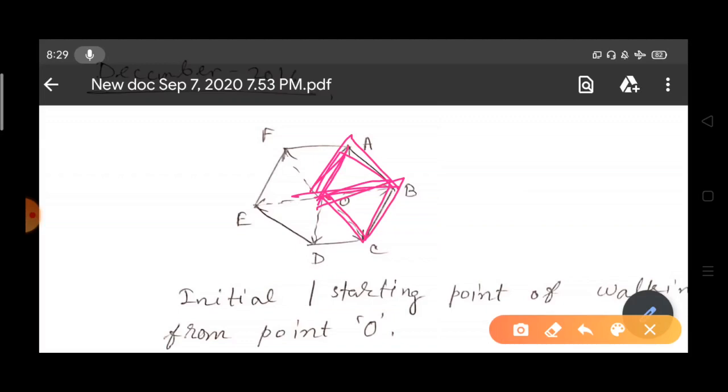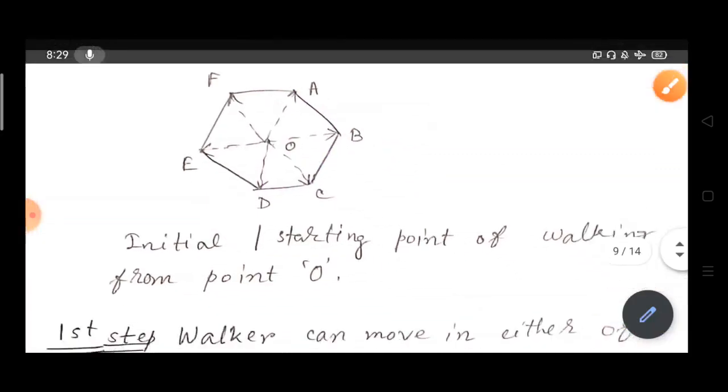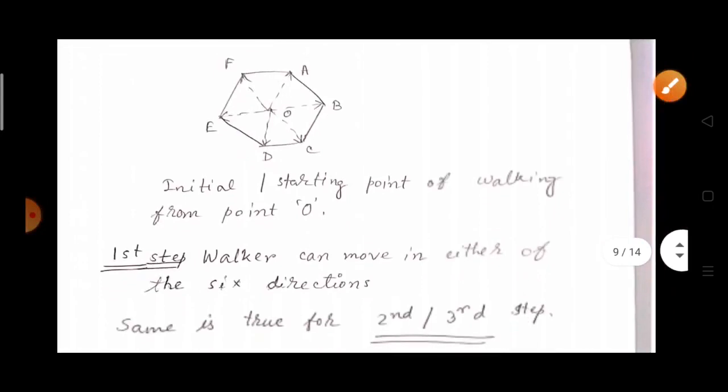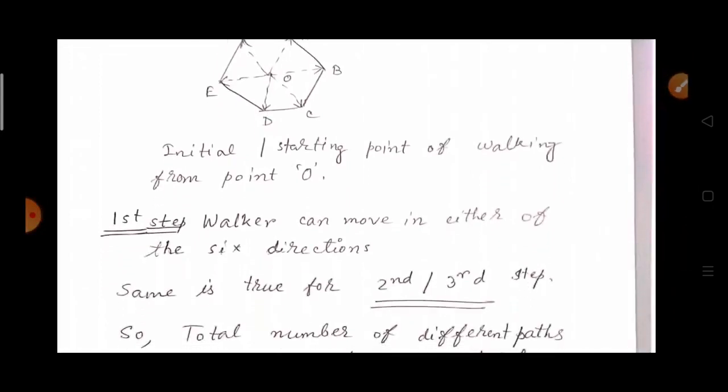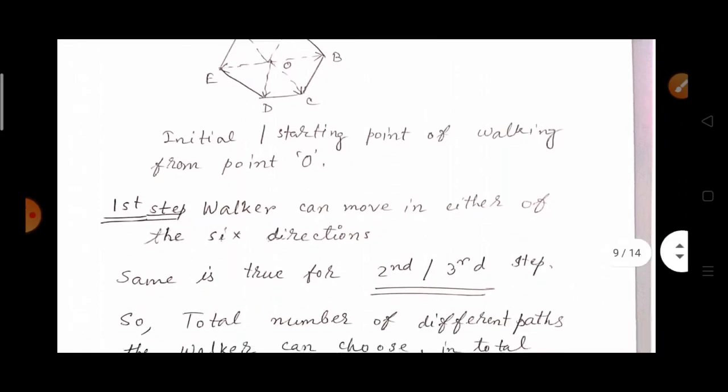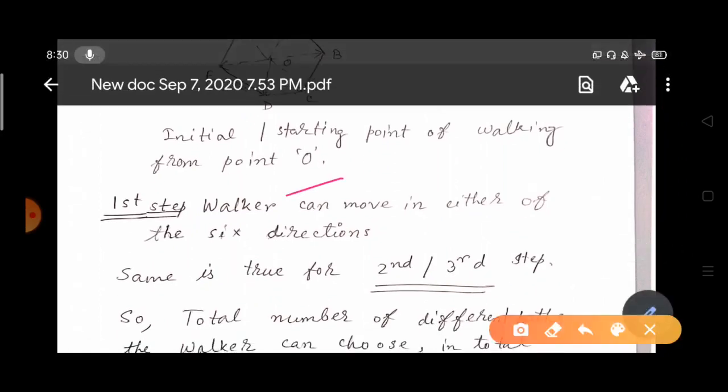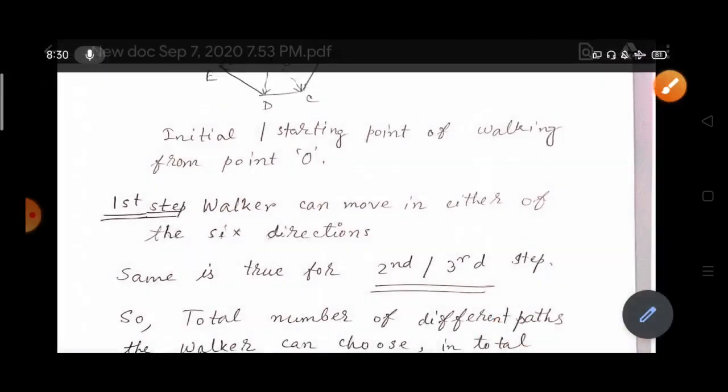This path will be O, C, D, O. Or this can be O, B, A, O. Or this can be O, C, B, O. Okay, friends, understand it very carefully. So the steps that we can take to come back to our initial position, we have to find out. So let us take the position of our initial starting point as O.